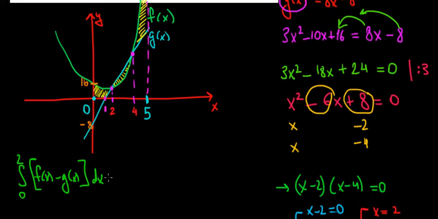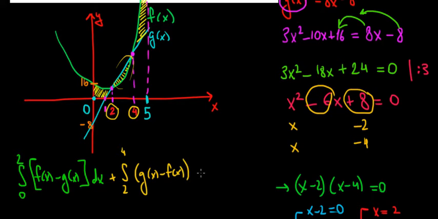Now, we go to the second range over here on this area. What do we have there? The blue line is above the green line. So we'll have to subtract g of x minus f of x. Where? Between 2 and 4. These are going to be our boundaries. So between 2 and 4, we subtract g of x minus f of x dx.